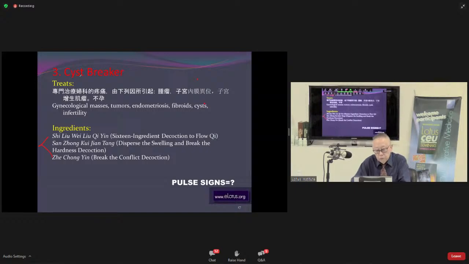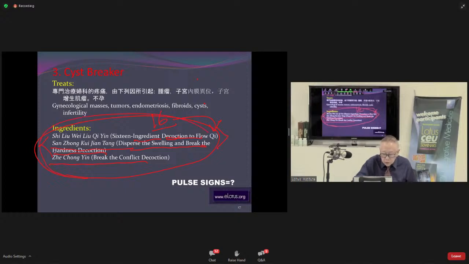So the formula I'm using is 六味流气饮. That's 16 ingredients to flow the qi, yes. And 散肿溃坚汤, disperse the swelling and break the hardness decoction. This together is for qi and xue. 折冲饮 is for blood and for stopping the pain. So put them all together. This is the original design for the genital area, for infertility, for those purposes, not for problems in the thyroid, in the head, in the neck, in the shoulder, in the stomach, in the vesicular, not for that.